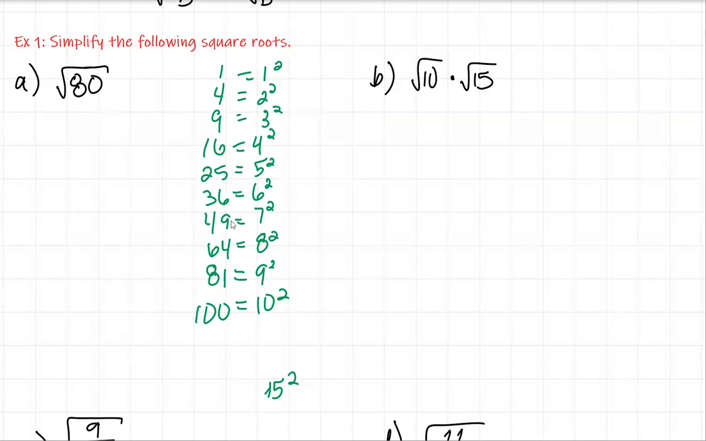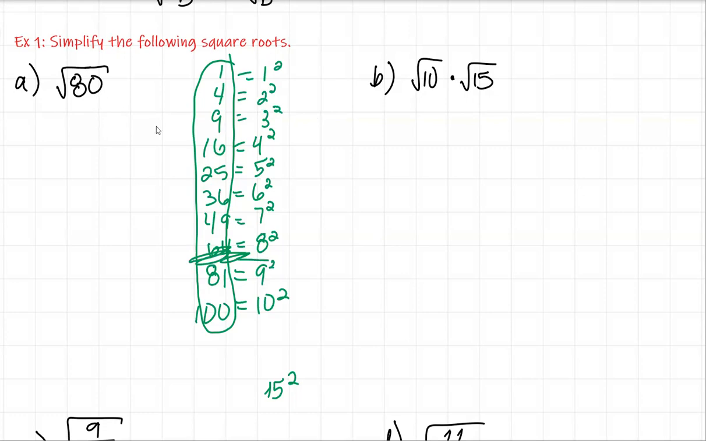But it would be quicker to know this stuff and commit it to memory than have to calculate it every single time. And the reason why is because here, the nicest way to go about simplifying this is asking yourself, is there a perfect square? What's the biggest perfect square that divides into 80? Well, if we check, we know it's got to be less than 81.